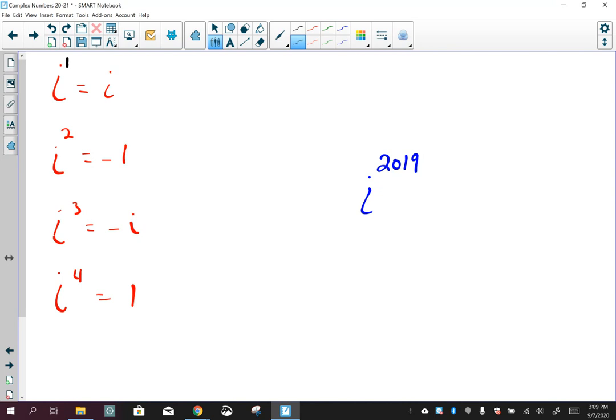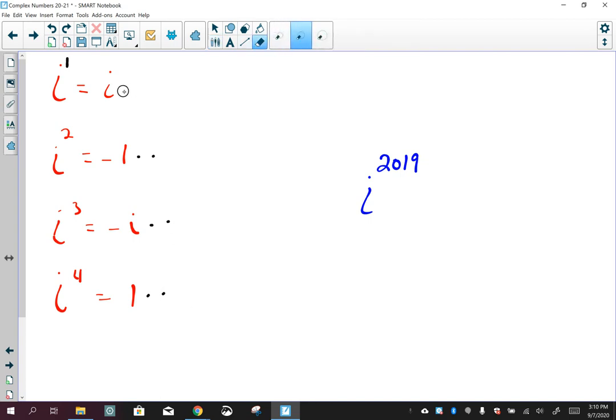i to the third, well, that's this times that. When you multiply these two together, you get this piece here. And then i to the fourth is this number here squared, and that's where that one comes from. And then the cycle repeats itself. So i to the fifth, i to the sixth, seventh, and eighth, ninth, 10th, 11th, and 12th, and so on and so forth, all the way through this whole entire cycle.